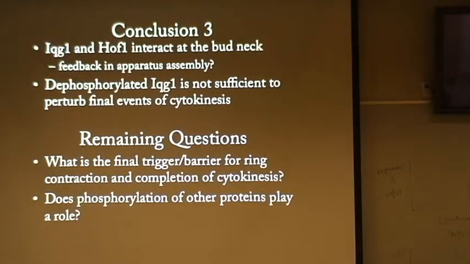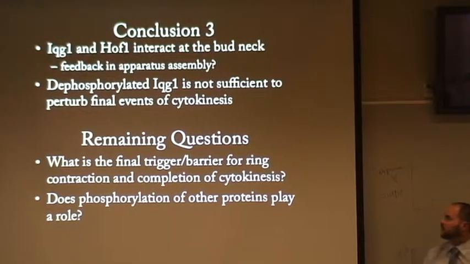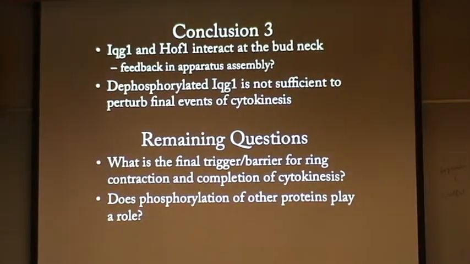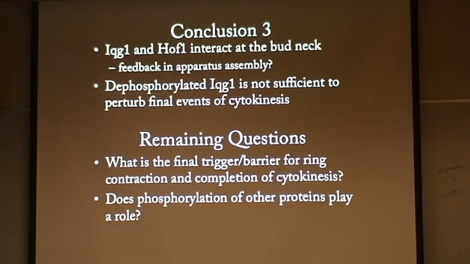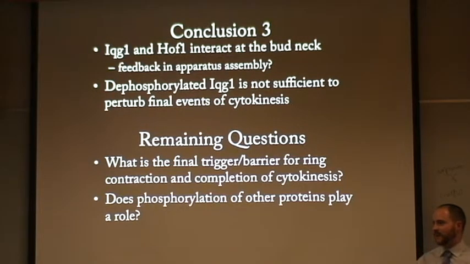So the third and the final conclusion for this presentation here is that IQG1 and HOF1 interact with each other. They stick to each other at the bud neck. That feedback, that was that speculation I was just going on about. And that, importantly, the dephosphorylated IQG1 is not sufficient to perturb the final events of cytokinesis. The actual contraction itself. I didn't really draw attention to this on some of those curves, but you may have noticed that the drop in levels, which is when that ring is squeezing shut and contracting, was unchanged in my mutant. And so that means there's something else that's controlling that timing. Even when you've made the assembly happen prematurely, it doesn't make the entire event happen prematurely.